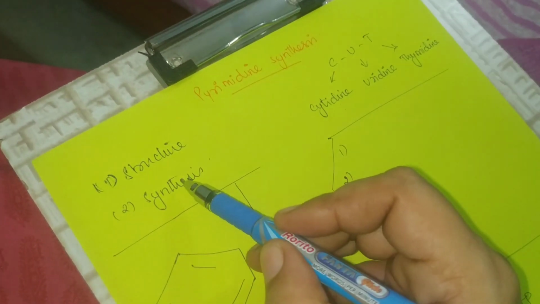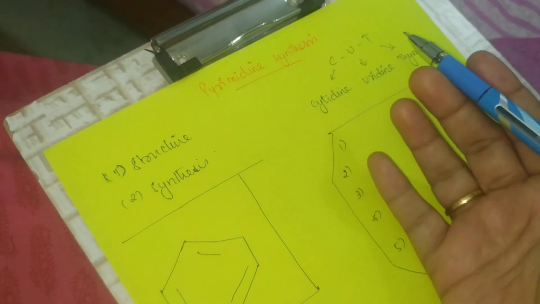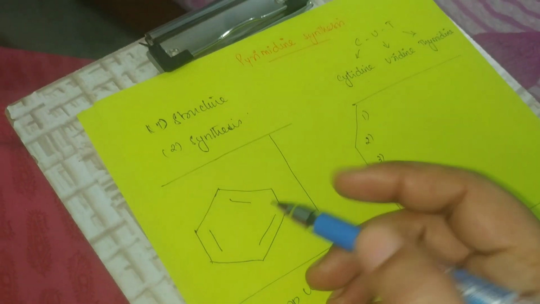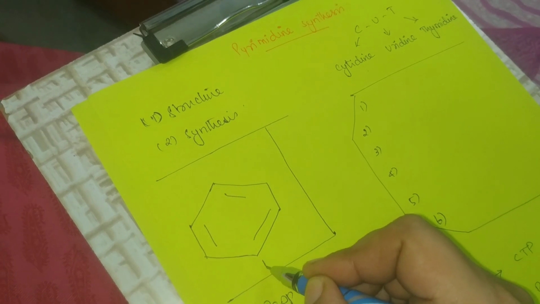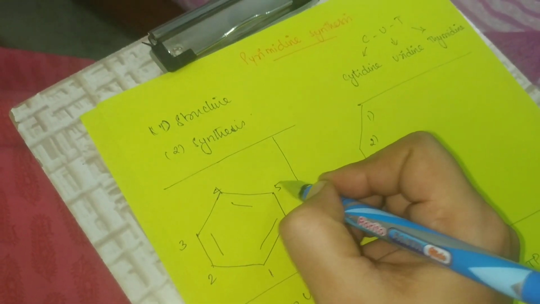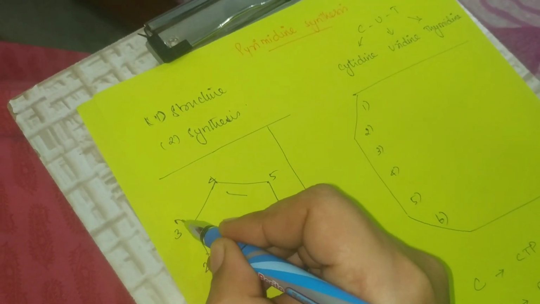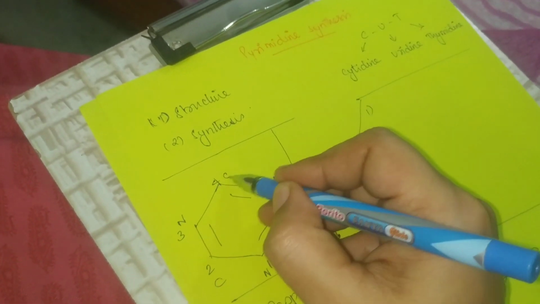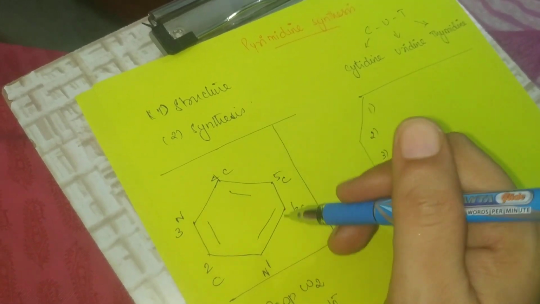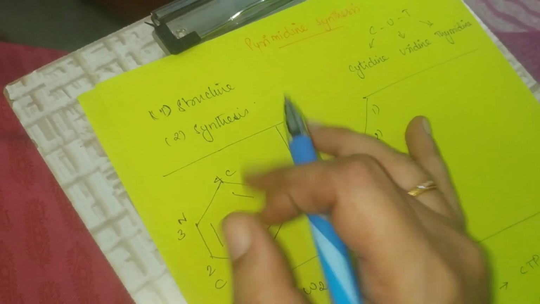Okay. So let's first see the structure. The structure of pyrimidines is quite simple compared to the structure of purines. So this is the structure of pyrimidine. Put a benzene ring and start numbering from here: 1, 2, 3, 4, 5 and 6. The first and third positions are nitrogen, and the remaining everything is carbon. The structure of pyrimidine is over.